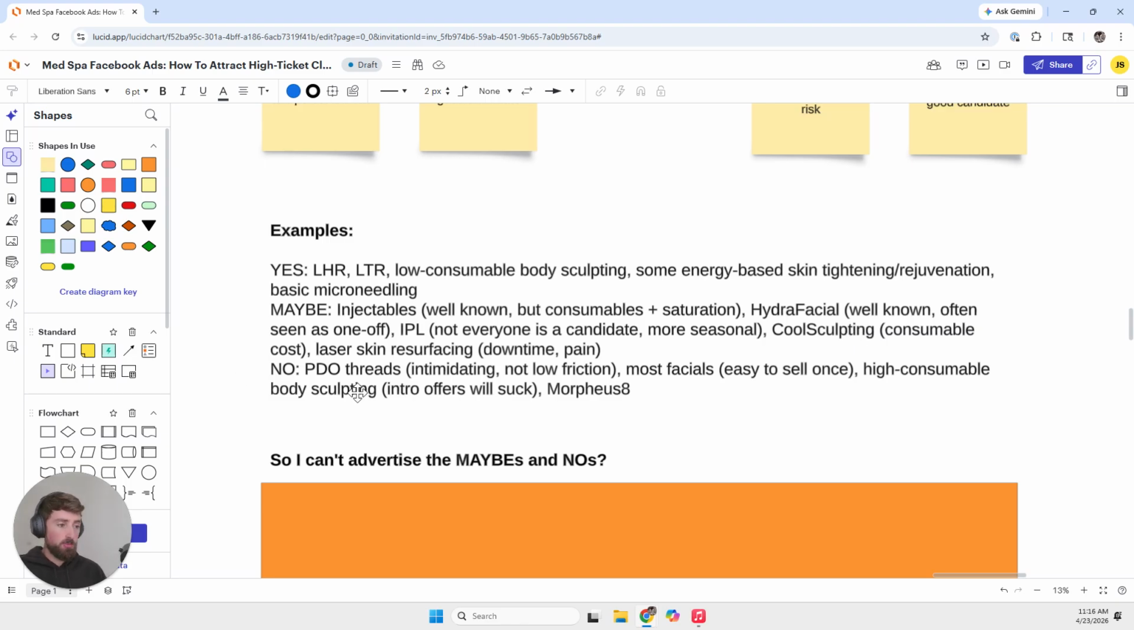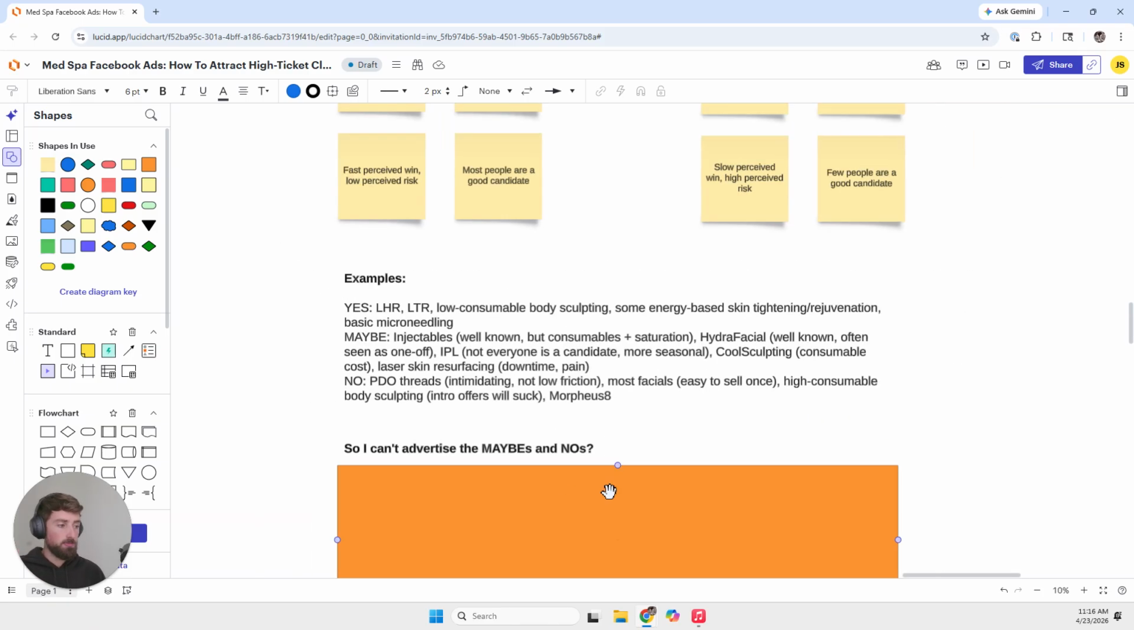And then high consumable body sculpting. The intro offers are simply just going to suck because the consumable costs are so high. And so you're going to be going out into the market and saying, hey, $500 first treatment, or $500 off a package. And we've just found that promotions like that do not work very well. And then also Morpheus8, similar reason: high consumable costs, difficult to create an interesting enough promotion.